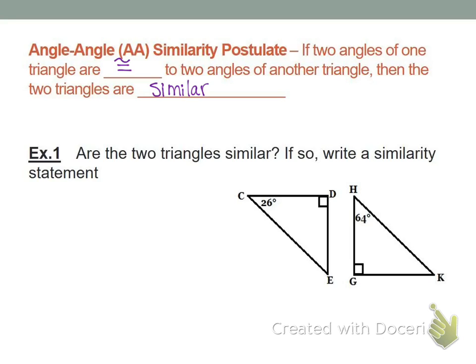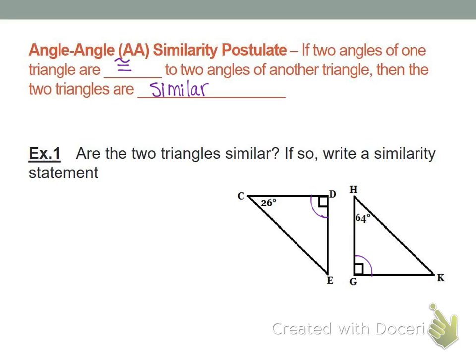So on example 1, we are asked if the two triangles are similar. If so, write a similarity statement. Now, angle similarity postulate means that we need 2 pairs of congruent angles. How many pairs are marked right now that we know to be congruent? 1 pair. Which pair would that be? The right angles. So D and G have to be congruent because they're both right angles. That's not enough, though. We still would need another pair.